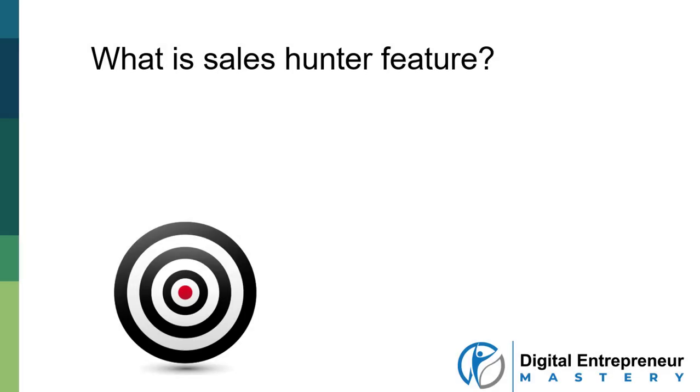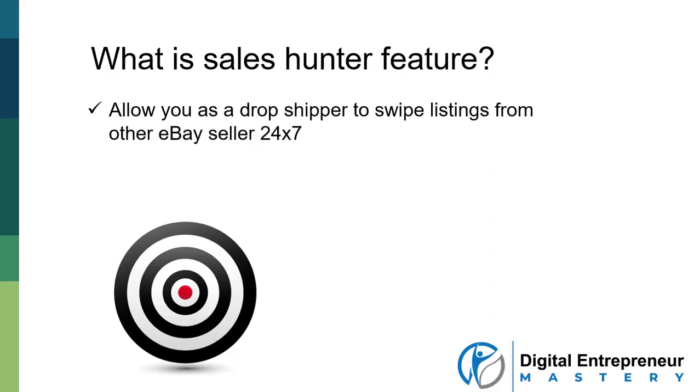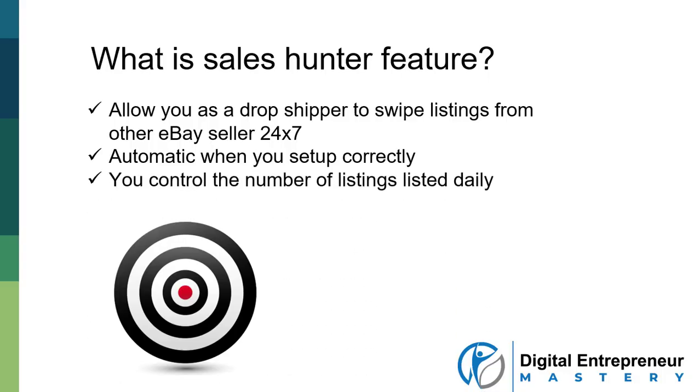Now, first of all, what is the Sales Hunter feature? This is a feature that SalesFreak added into the global settings, which allows you as a dropshipper to swipe listings from other eBay sellers 24/7. So this seems to be a very good tool if you use it correctly. And like I mentioned, this feature will automatically list products from your competitors onto your eBay store. So you just need to set up the automatic features, and you have control over the number of listings to be listed every day.